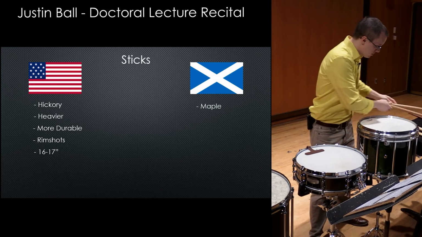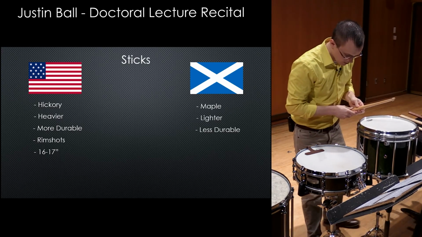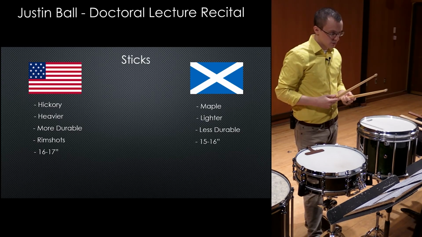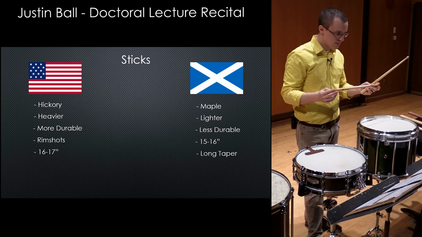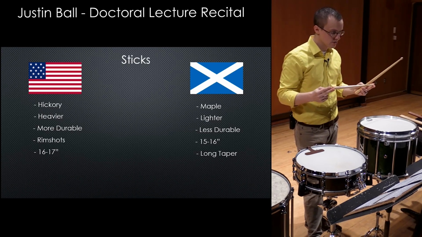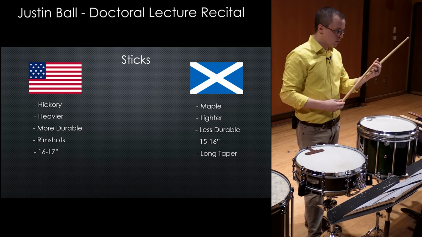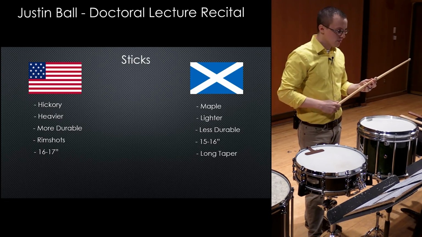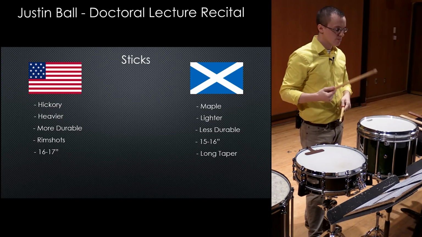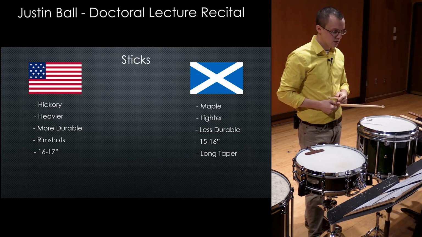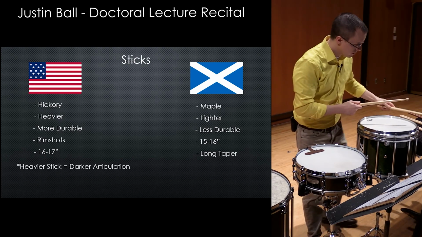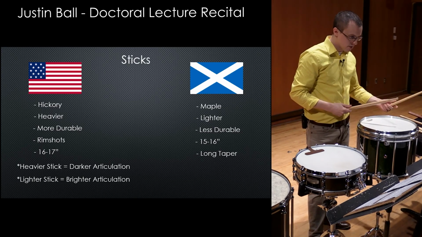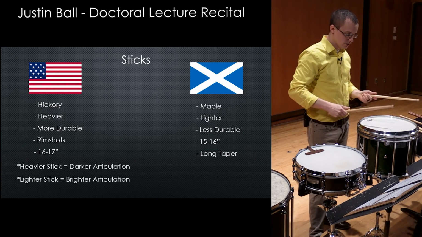Pipe band drumsticks are made from maple, which is much lighter and less durable than hickory. They're also much shorter than American drumsticks and have a taper that stretches almost the entire length of the stick. It also features an acorn-shaped bead, which is much larger than the average American drumstick. The light weight is primarily what gives the Scottish pipe band snare drum its bright and snappy articulation. In general, the heavier the drumstick, the darker the articulation, and the lighter the drumstick, the brighter the articulation.